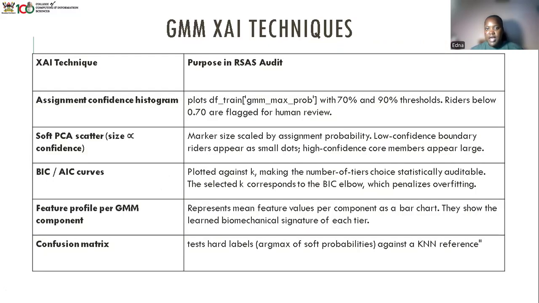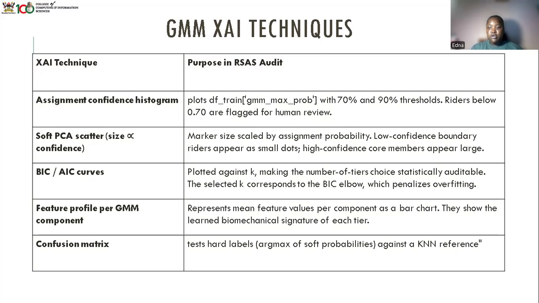Moving on with the BIC as well as the AIC curves. These are plotted against K, making the number of tires choice statistically auditable. And the selected K corresponds to the BIC elbow, which penalizes overfitting. And we have the feature profile per GMM component, which represents the mean feature values per component as a bar chart. They show the unique biomechanical signature of each tire.